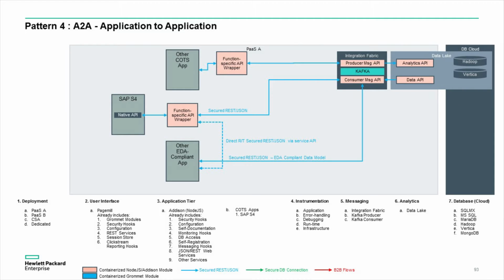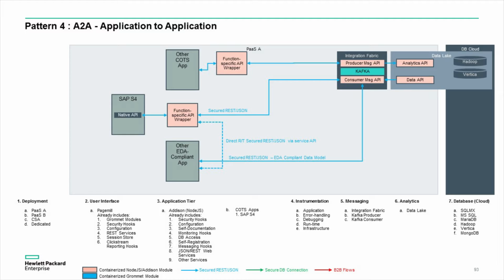In pattern 4, we deal with 3 flavors of app-to-app or A-to-A integration. In the first case, at the top, we have 2 commercial off-the-shelf applications, one of them being SAP ERP, which plays a prominent role in the HPE landscape. These applications typically have incompatible data models and thus require a translation or wrapper in order to enable communication.